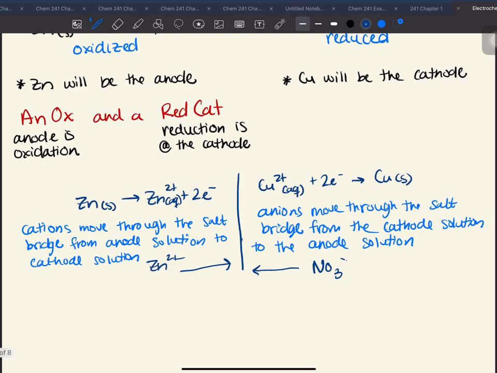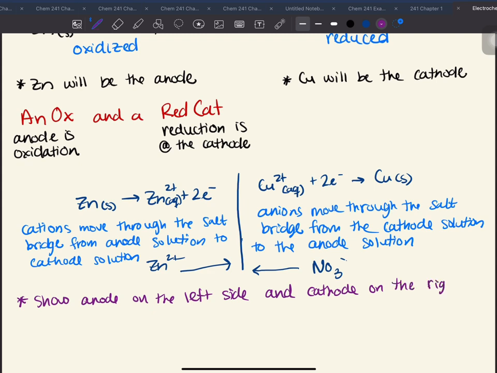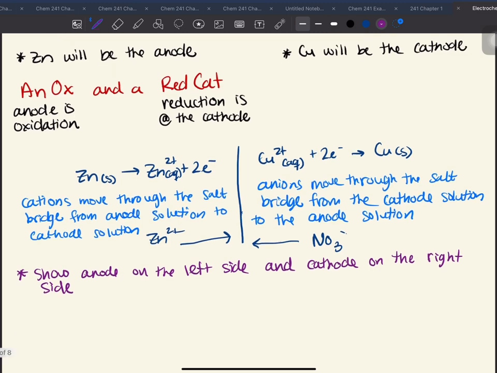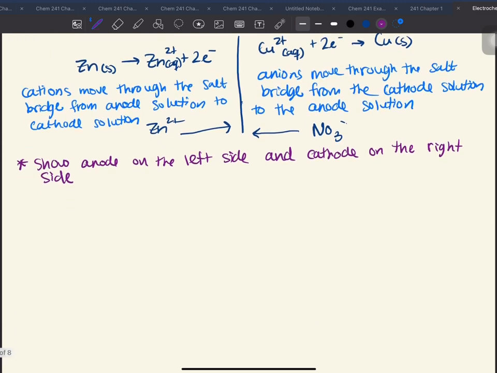Now, this is very important when you are drawing these cells out. You always want to show the anode on the left side and the cathode on the right side. Another way you can think of it is just start with the anode when you draw these out. So we have two different ways to show the notation for a voltaic cell.